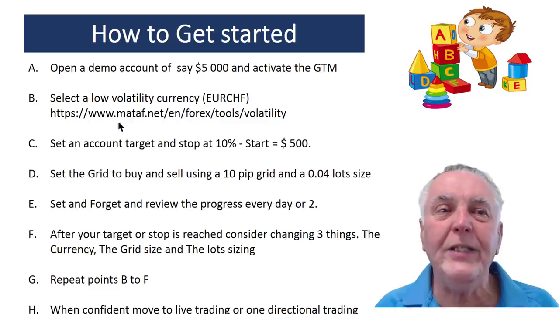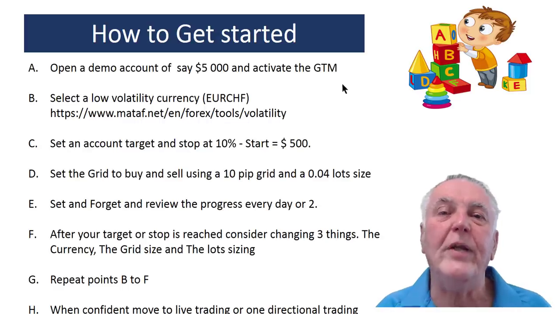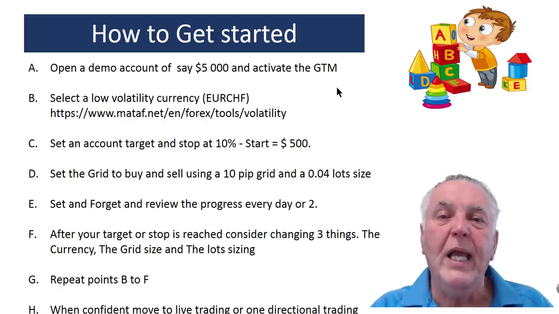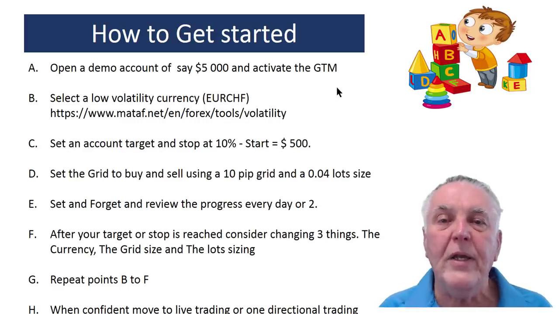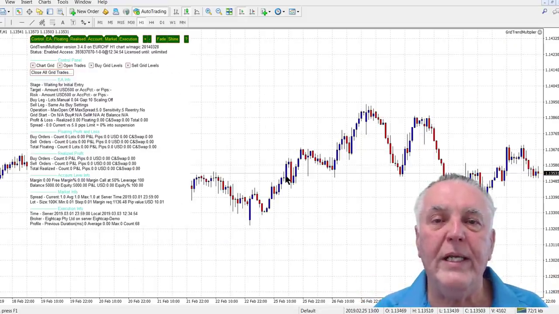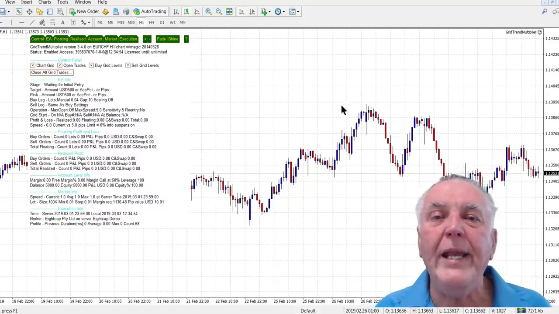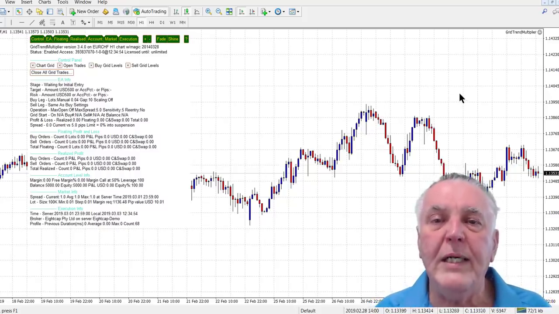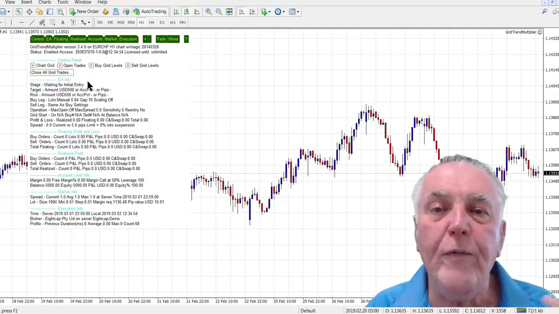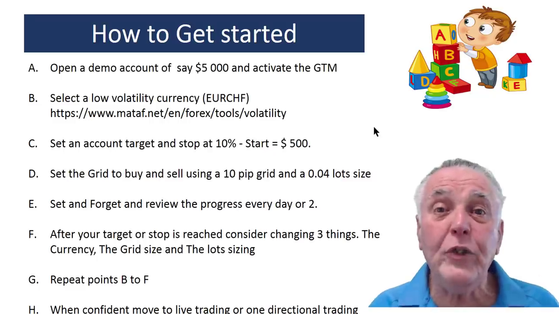Okay, so the first thing is to open a demo account of $5,000 and activate the GTM. So in other words, you need to buy the GTM and activate a demo account. What I have done is I have opened a demo account. There it is on the screen there. I have uploaded the EA and installed the EA on a chart of the Euro franc. That's normally a very quick process. So the next thing to do is decide on a currency to trade.